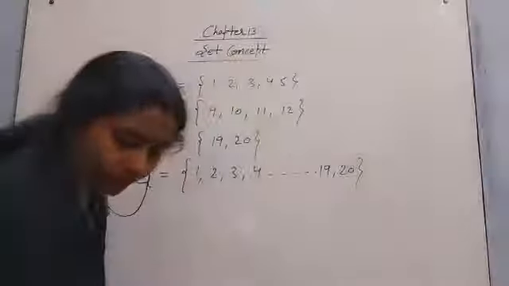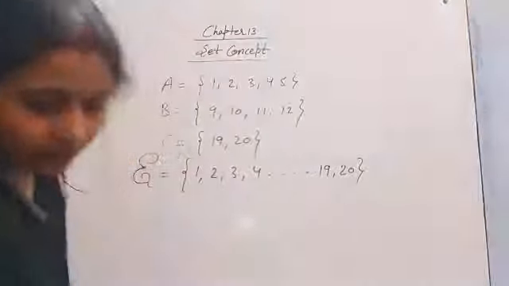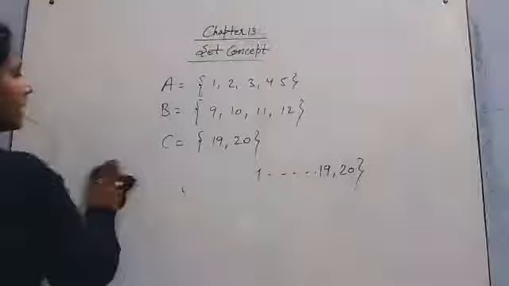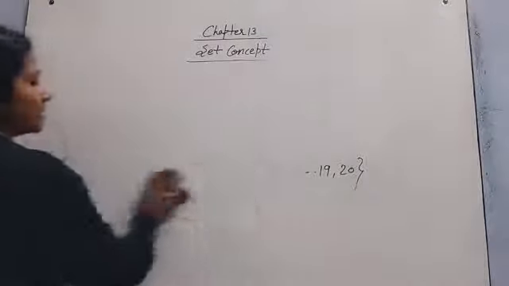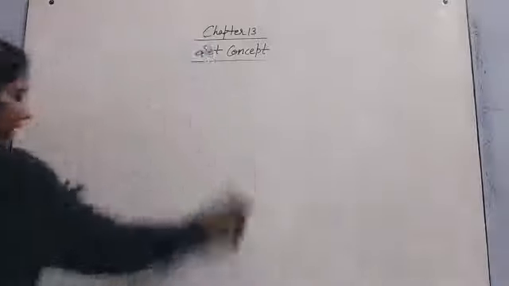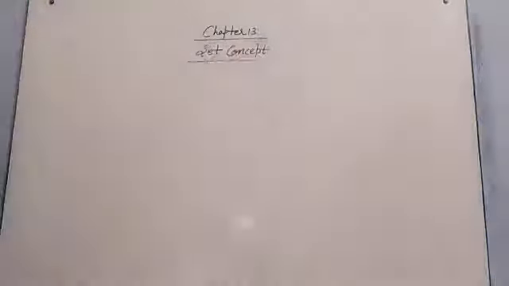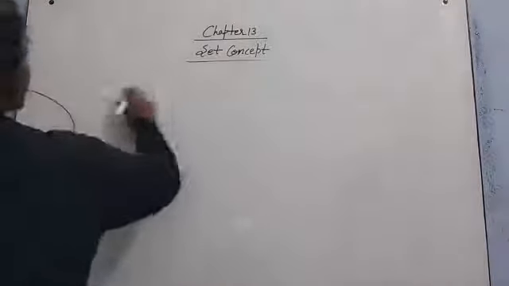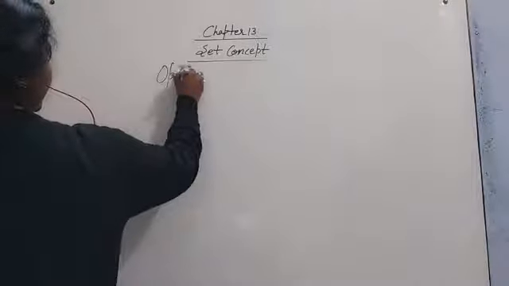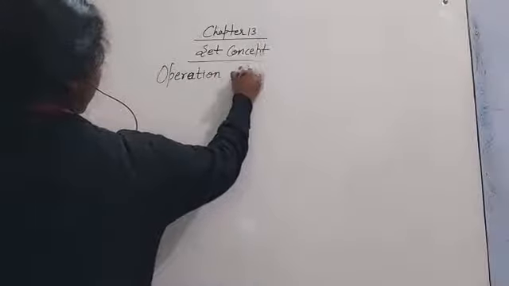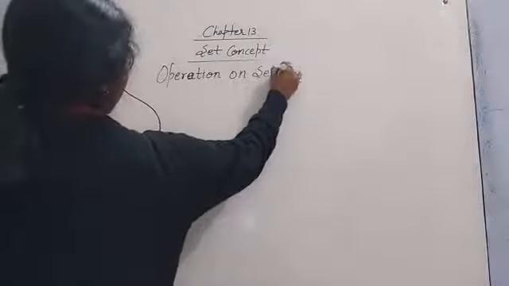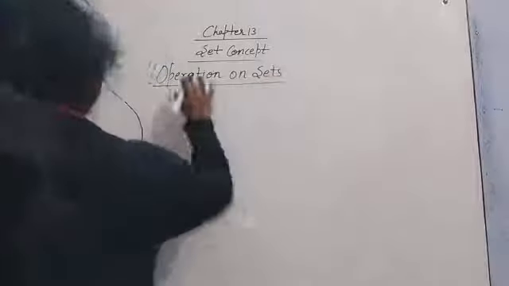Now, this chapter is based only on set, subset and superset, and the number of sets, subsets and supersets. Now, union of sets: operations on sets.